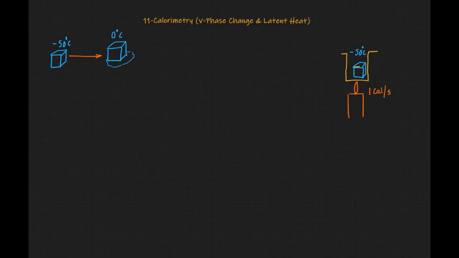Now the heat absorbed between minus 50 and 0 degrees Celsius is given by mc delta T, and let's assume that the mass is 1 gram. So 1 gram into 0.5 calorie per gram Kelvin into 50 Celsius or Kelvin, doesn't matter because it's delta T. Here delta T is 50 Kelvin. Alright, so your Q would be 25 calories.